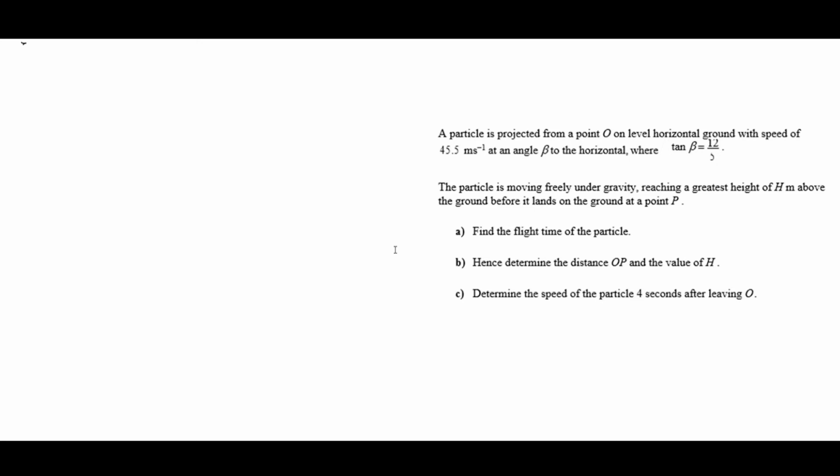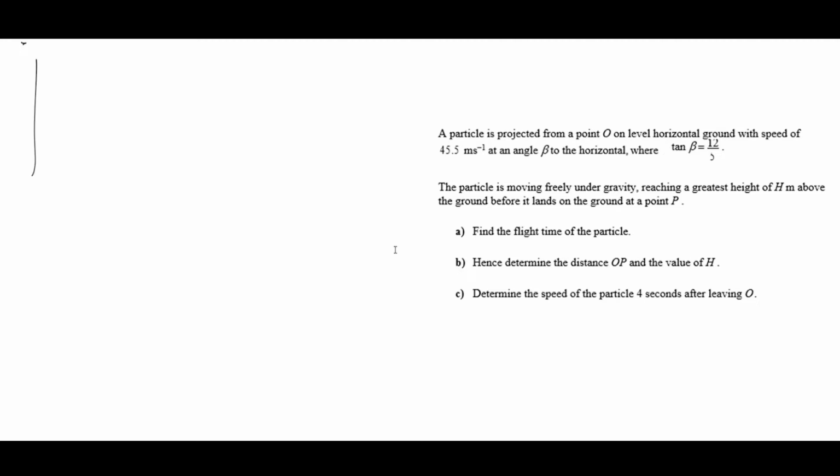In this question, we're told that a particle is projected from a point O, so the origin, on level horizontal ground with a speed of 45.5 meters per second and an angle beta to the horizontal. We've been told that tan beta equals 12/5. Okay, so I'm just going to quickly get a diagram for this.